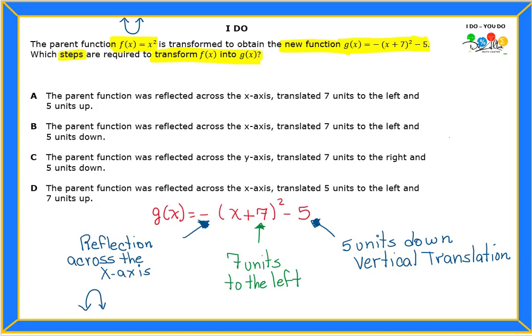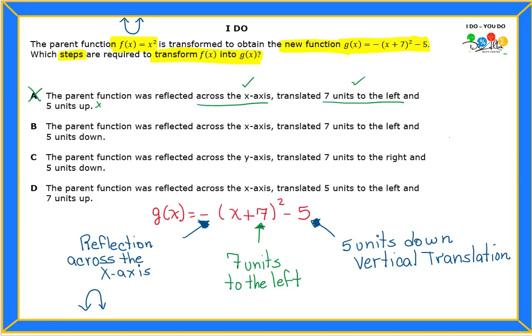Now, with that in mind, let's look at the answer choices. Letter A says across the x-axis, so that's a check. Then it says 7 units to the left, so that's a check. Both of them are right. But the last one says 5 units up, and we did not say it was going to go 5 units up. We said 5 units down, so this doesn't work. That's why letter A is not my answer.